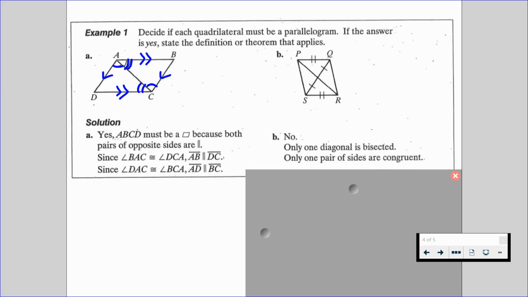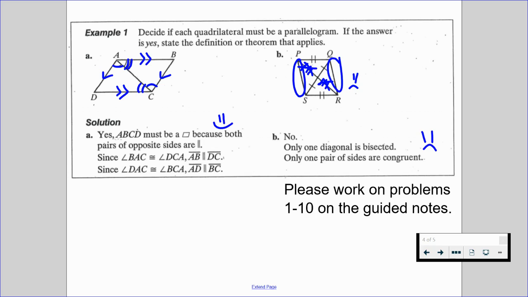We don't know that this is congruent to this. Unfortunately, we don't know that, so we can't say those diagonals are getting bisected. And again, we only know PQ is congruent to SR. We don't know anything about PS and QR. So this is not going to work. A worked, but B did not. All right, with this, please work on problems 1 through 10 on the guided notes and resume when you're ready to move forward.